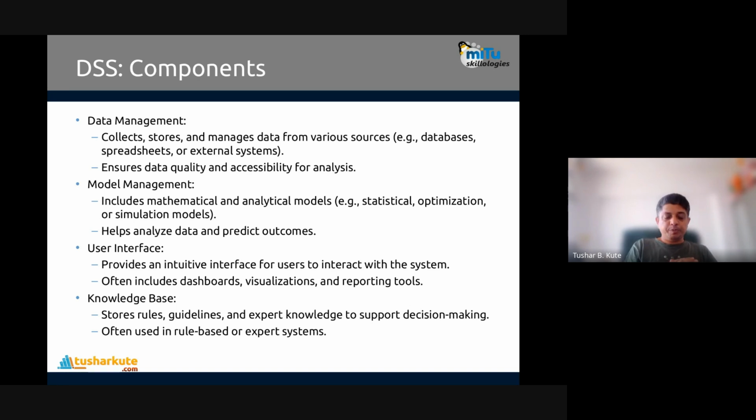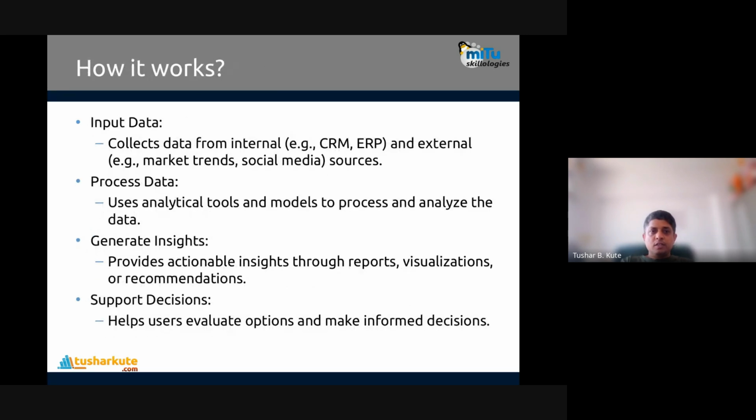And finally, the knowledge base. The knowledge base is created by some person who is an expert in the respective area, where some rules are possible, where guidelines are there, where expert knowledge is provided to support decision making. Basically, it's used in rule based or expert systems. The expert system is a part of AI, which we have used traditionally for many years. But knowledge base is possible with the help of this system.